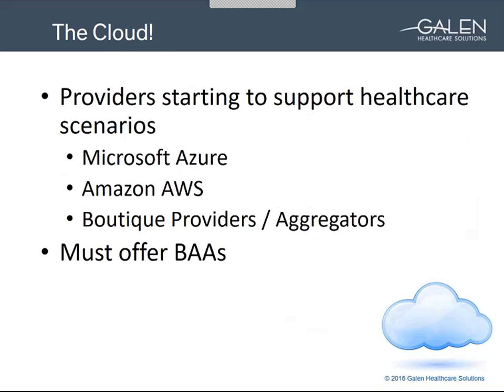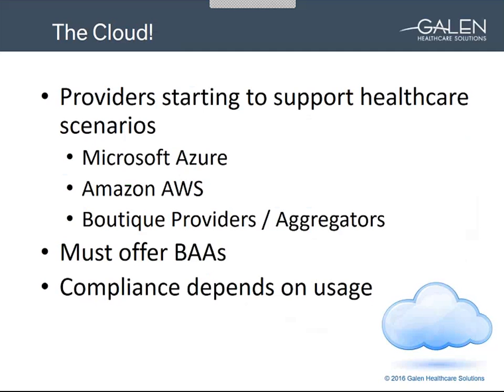You can't use any third-party vendor that might store or transmit or have access to your PHI that won't sign a BAA. Amazon and Azure certainly do. If your cloud vendor doesn't, then you shouldn't be using them, and you need to get them to comply as soon as you can. Compliance in most of these cases depends highly on usage. So how you use their service and how the vendors and other third parties using their service really makes a difference.